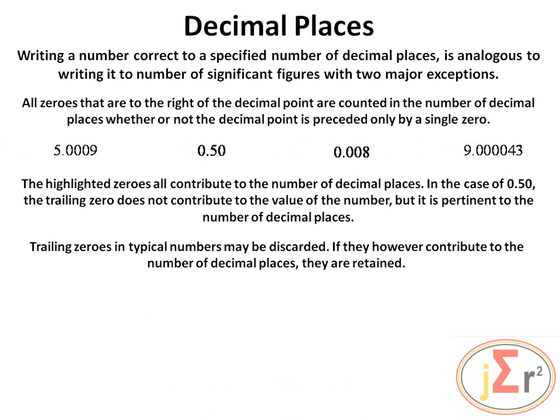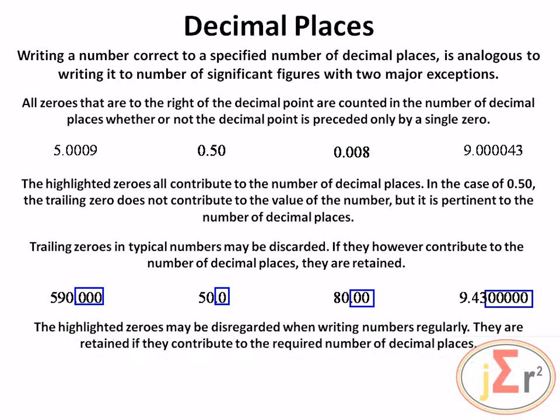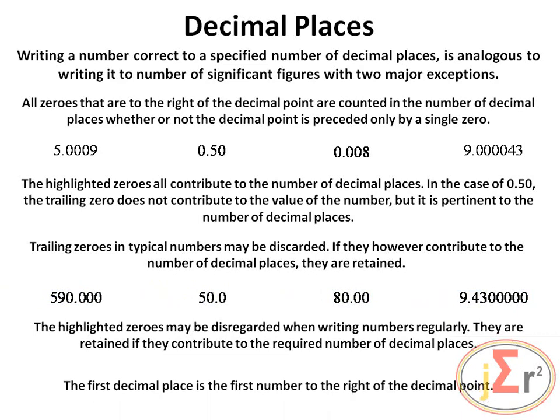Trailing zeros in typical numbers may be discarded. If they, however, contribute to the number of decimal places, they are retained. The highlighted zeros may be disregarded when writing numbers regularly. They are retained if they contribute to the required number of decimal places. The first decimal place is the first number to the right of the decimal point.